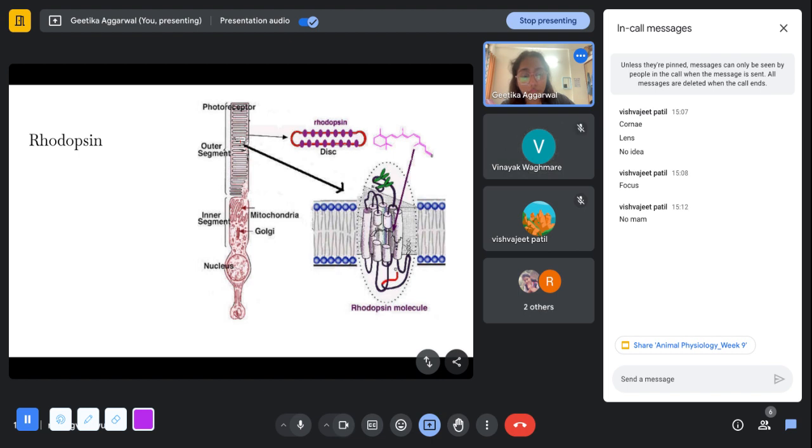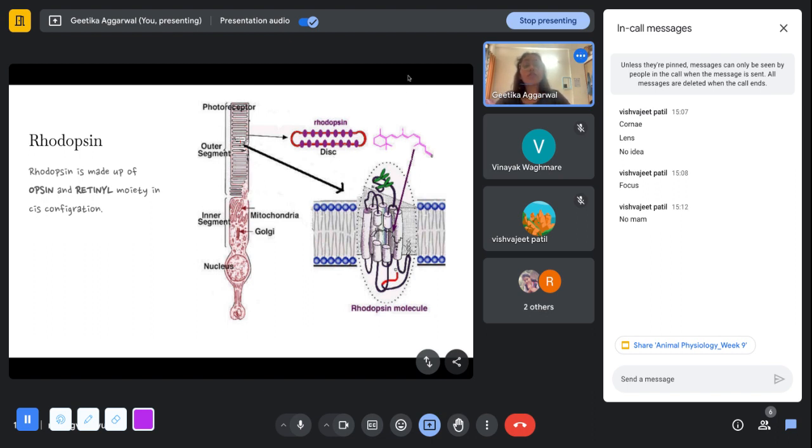Okay, ma'am. So talking about rhodopsin, which is the pigment present in the rod cells, as I said in the previous image. So like this, on every disc, you see the rhodopsin pigment is present. And it is made up of two parts. One is opsin, and one is retinal. The retinal is always present in a cis configuration.